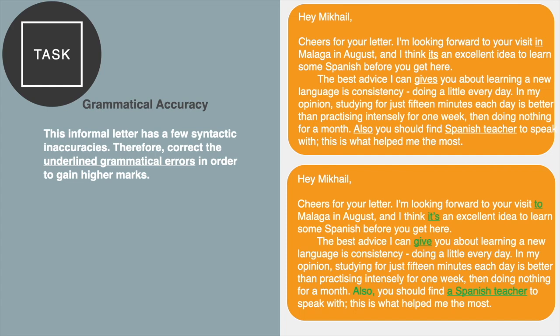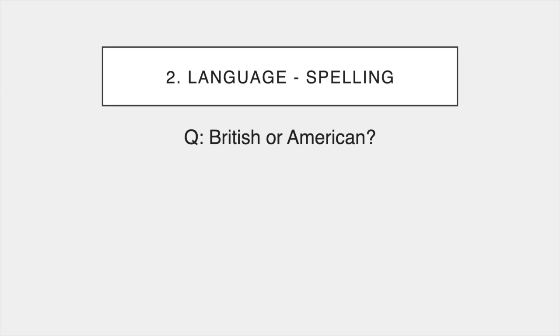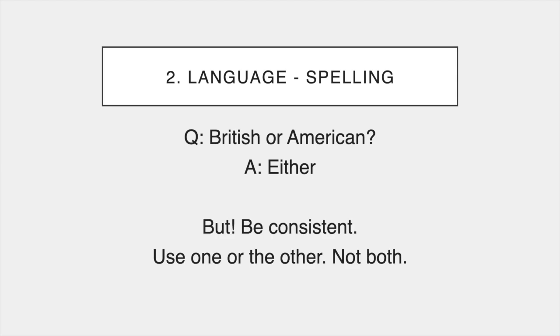A teacher. Well, a teacher is a single noun and is one of many. Therefore, it needs the article. Language, spelling. Now, the question is, which to use, British or American spelling? Well, the answer is, you can use either. However, be consistent. Use one or the other, not both.